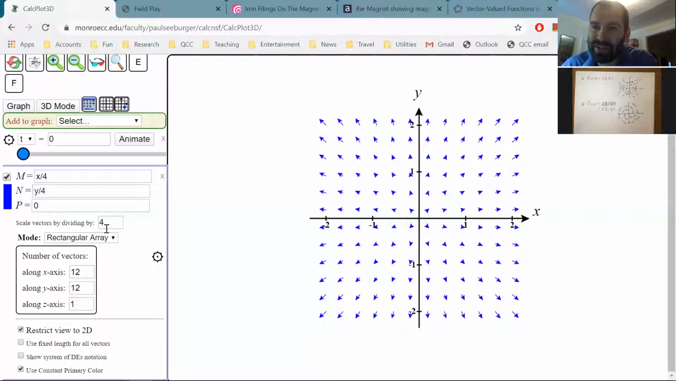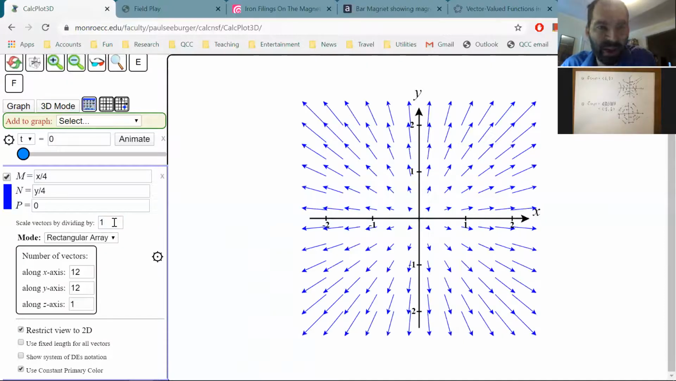Because it realizes that a lot of times the vectors are going to overlap and it's harder to see. So by default, CalcPlot3D will scale the vectors down and make them shorter than they actually are. But if you want to make them their realistic length, make that a scale factor of 1, and then you don't have to worry about that. But you may need to adjust this to get a pretty picture.